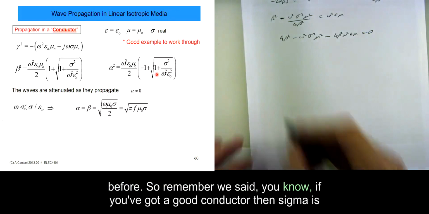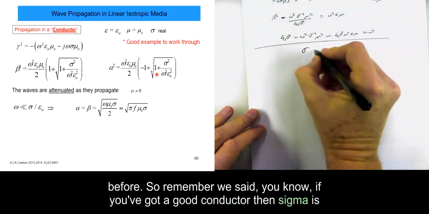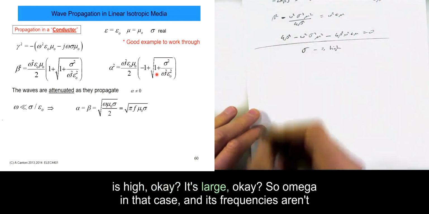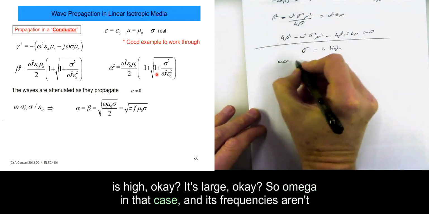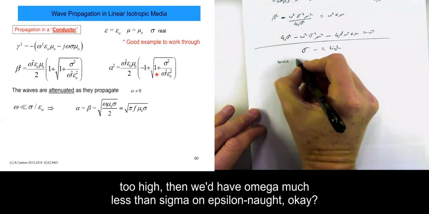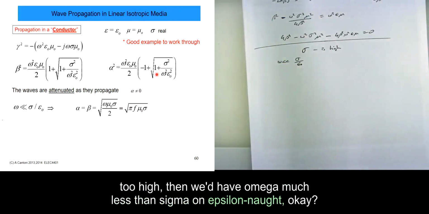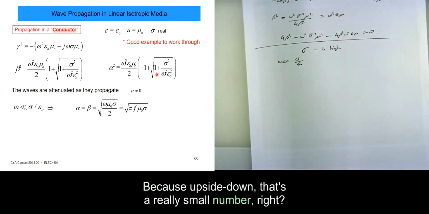Remember we said if we've got a good conductor, then sigma is high, is large. So if the frequencies aren't too high, we'd have omega much less than sigma on epsilon naught, because epsilon naught is a really small number.